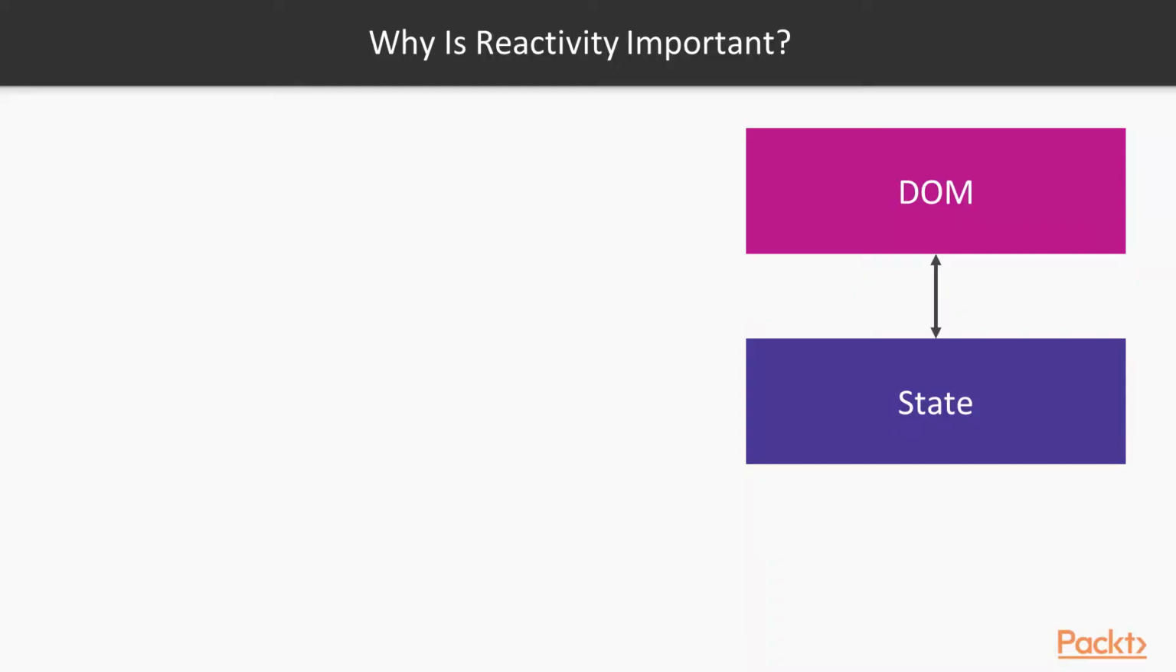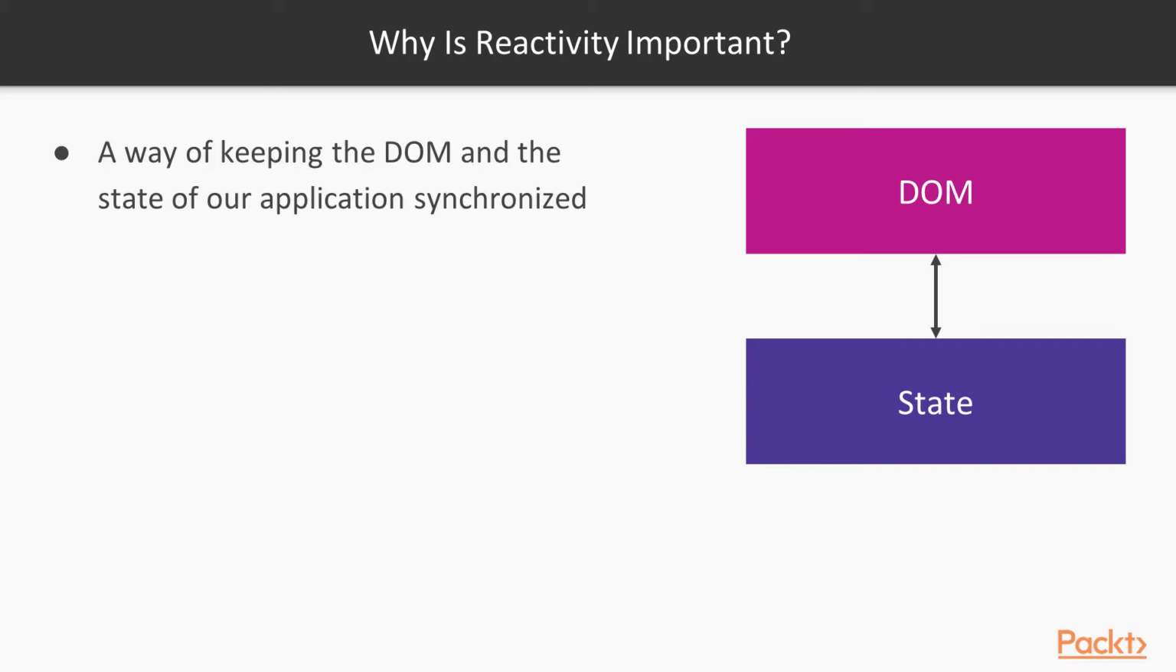Before explaining the concept of dynamic attributes, I would first like to address the concept of reactivity. Why is it important to aim for reactive applications? Reactivity helps us keep the DOM and the state of our application synchronized. In other words, it ensures that the relation between what the user sees and how our application behaves is kept updated. A reactive application will always feel better to use than a non-reactive one.